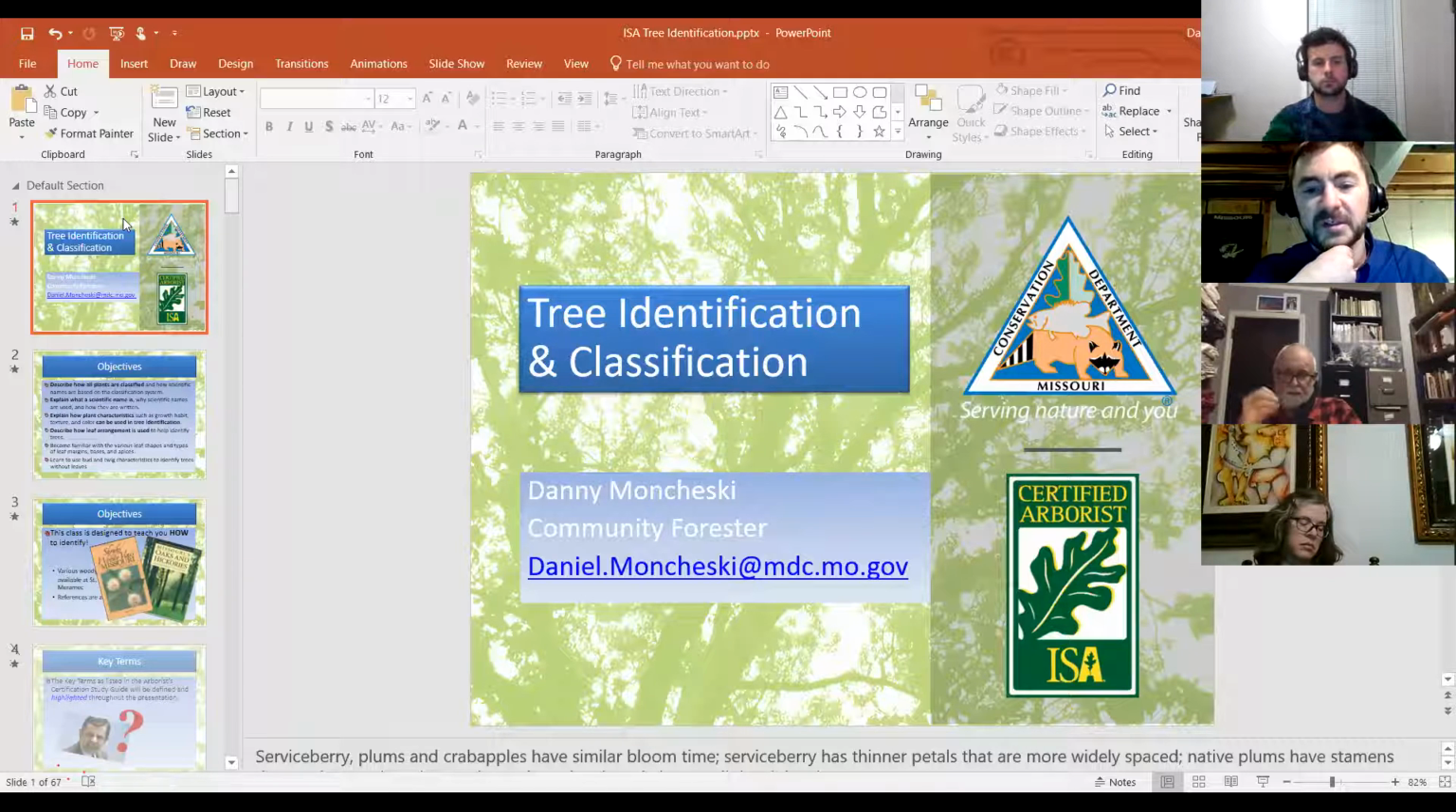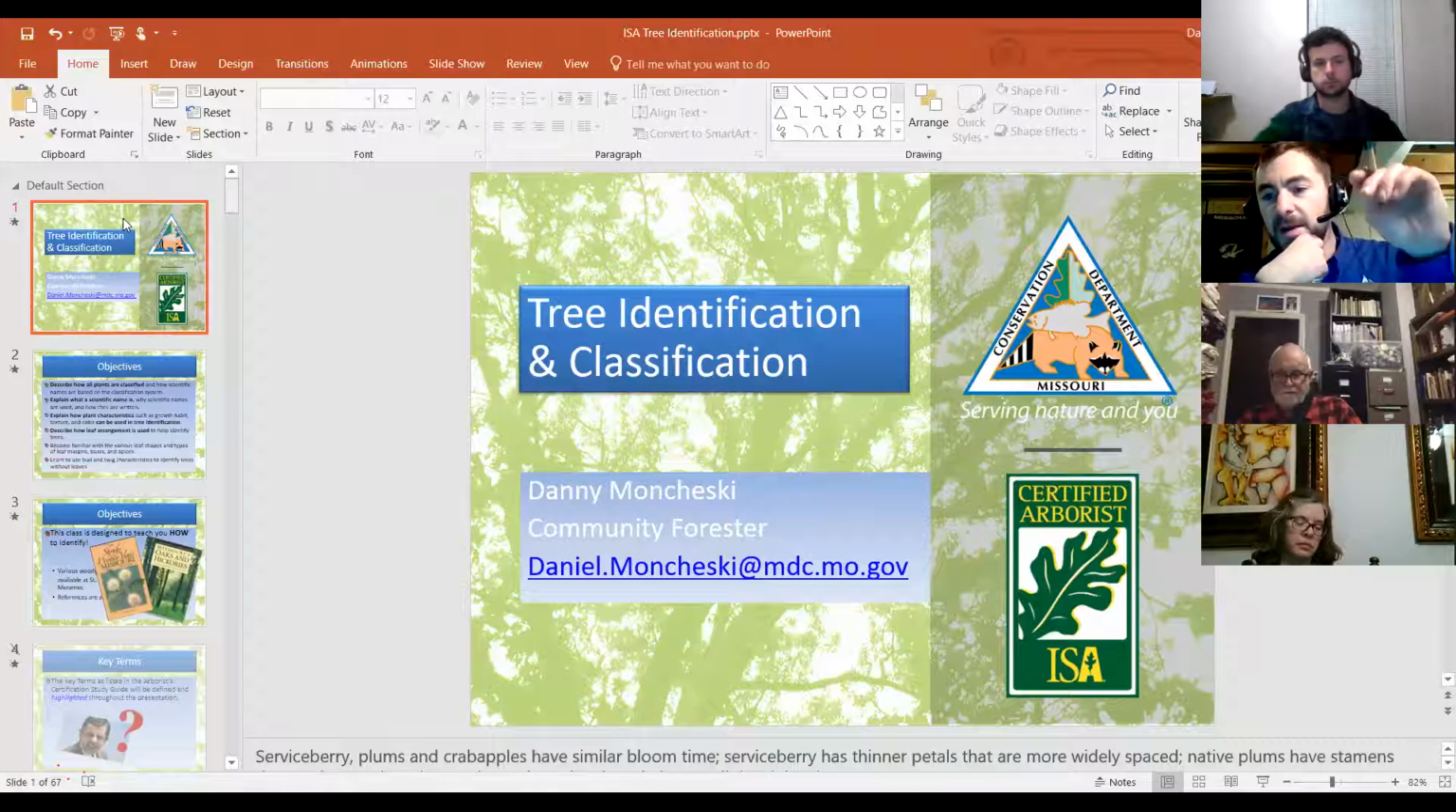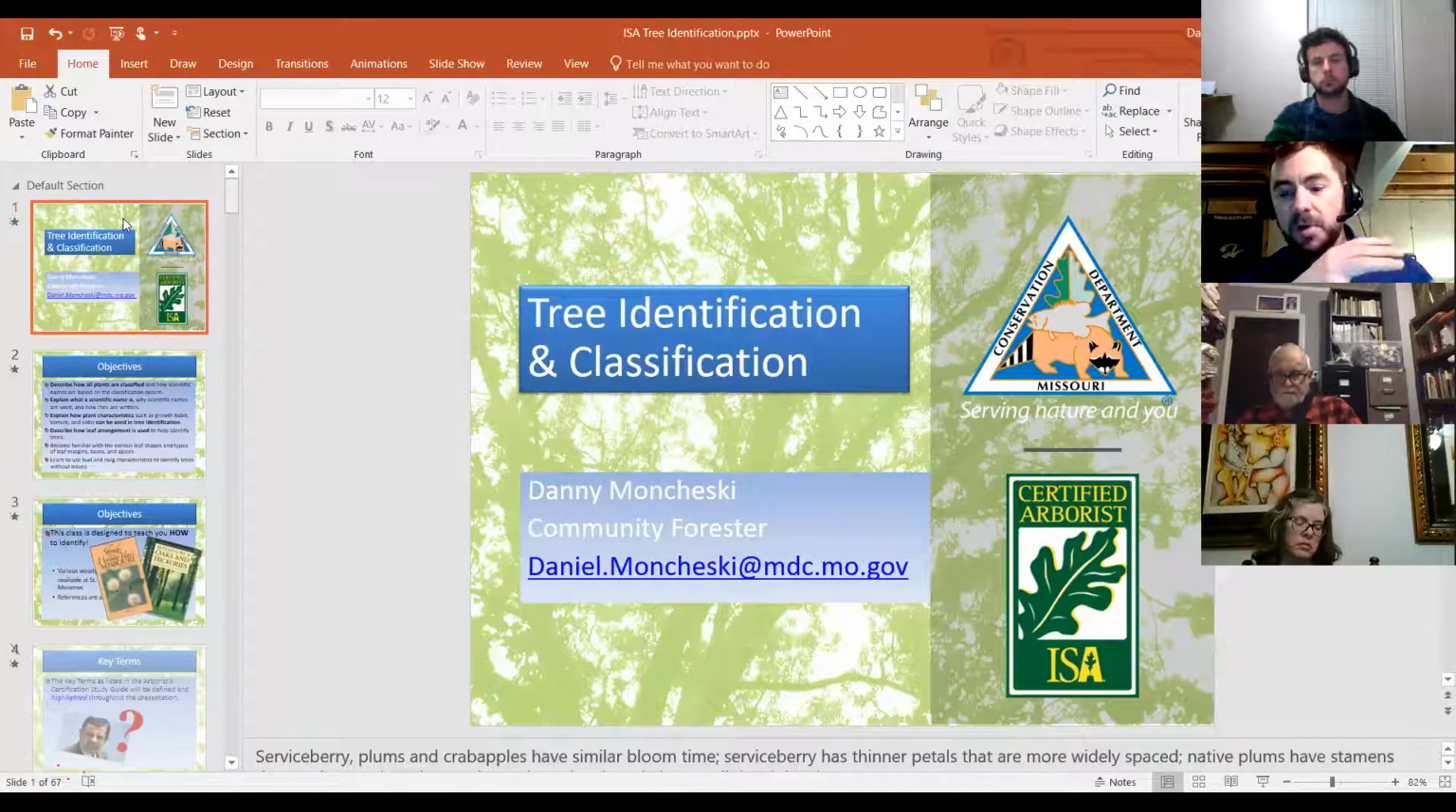You won't necessarily see mockernut hickory growing right down along a creek bank, but you'll see it up on a drier, rockier site. And you'll more likely see shagbark hickory down low right off of a drainage, and you won't likely see it up high. So you can start to tell bur oak.